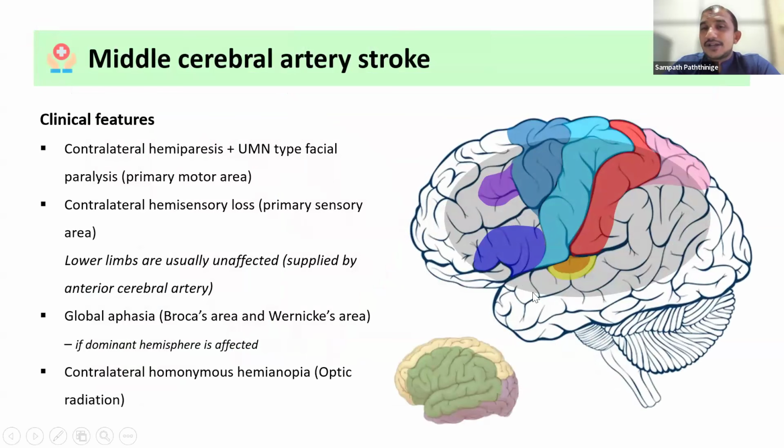Looking at the middle cerebral artery stroke, that is the area which is affected. That is the area supplied by the middle cerebral artery, so you can work out what the areas are. It will affect the primary motor cortex, so there will be contralateral hemiparesis. Primary sensory cortex, so there would be contralateral sensory loss. It will affect both Broca's and Wernicke's areas, which are not shown here, so they will have global aphasia. Both the sensory and the motor parts of language will be affected.